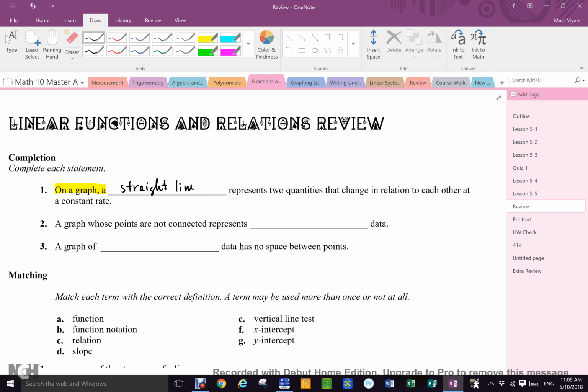Number 2, points are not connected. What is that? Discrete. And continuous, because a line is just an infinity of points, right? Excellent.